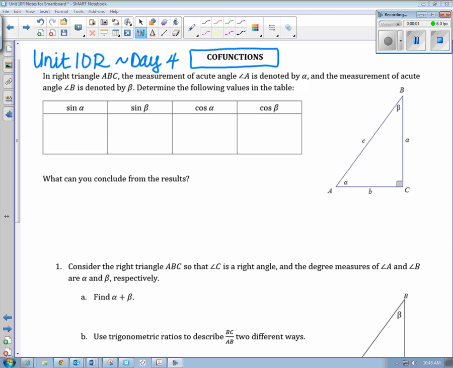Today we're going to be talking about something called cofunctions. And in order to explain what cofunctions are, we're going to start with a couple of examples. The first one talks about us having a right triangle, ABC, which you can see is shown in the picture.